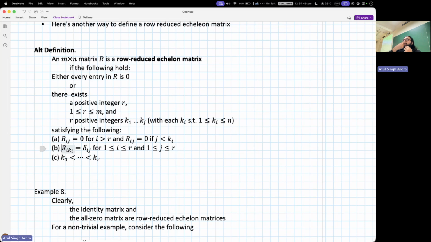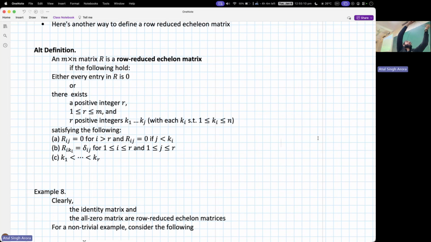So delta ij, who knows the definition of delta ij? This Kronecker delta symbol. Has anyone seen it before? No? Raise your hand. Okay. Exactly. So delta ij is basically just the following definition, right?